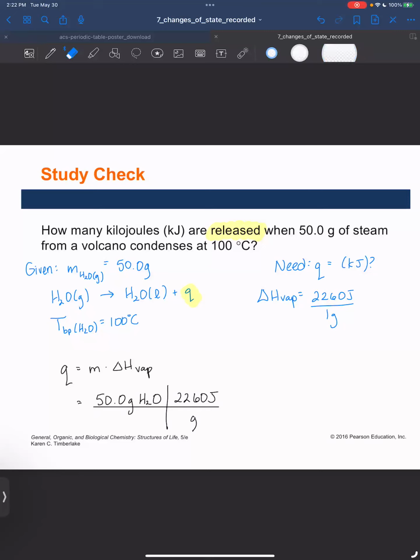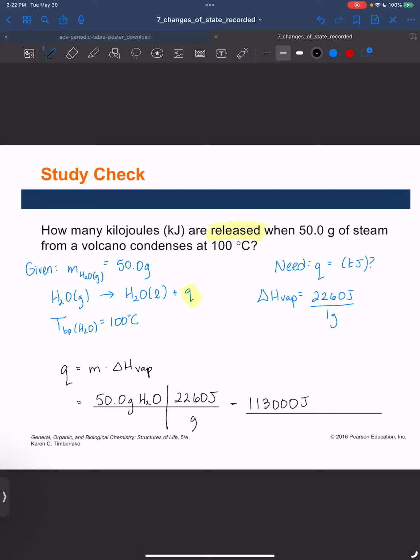And when I plug that into my calculator, I take 50 times 2,260, and it's already 113,000. It's already in 3 sig figs, which is great. Now the question asked for kilojoules because it is a rather large number.